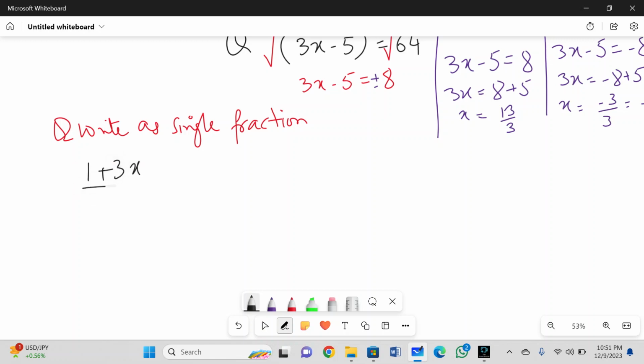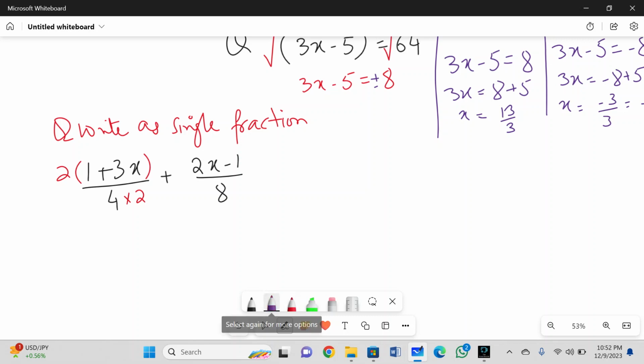So we have (1 plus 3x) over 4 plus (2x minus 1) over 8. In this question, we have two fractions with different denominators. So first of all, we will try to make the denominators similar. This 4 could be formed into 8, so we need to multiply the whole fraction by 2: 2 with the numerator and 2 with the denominator as well.